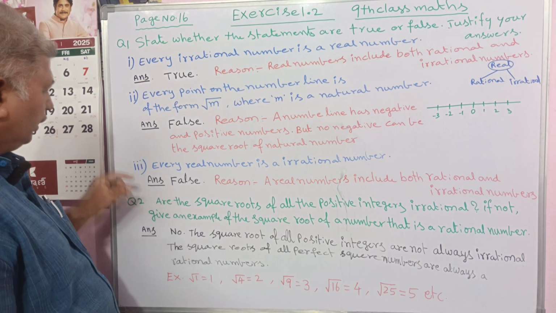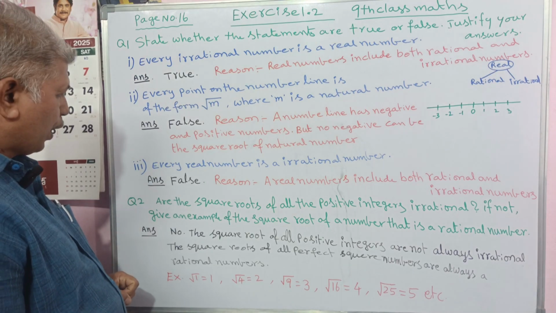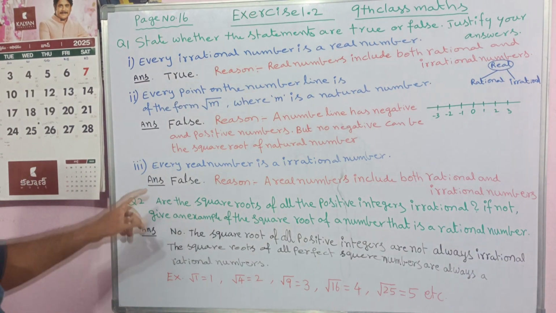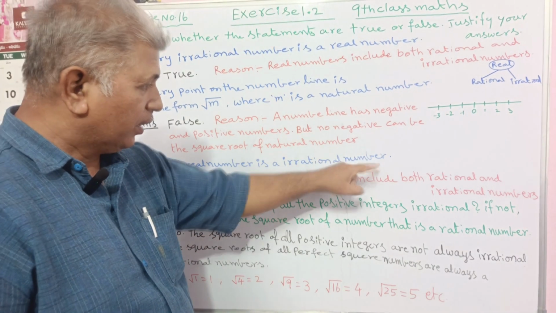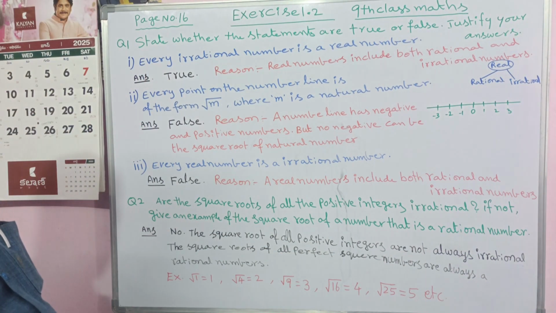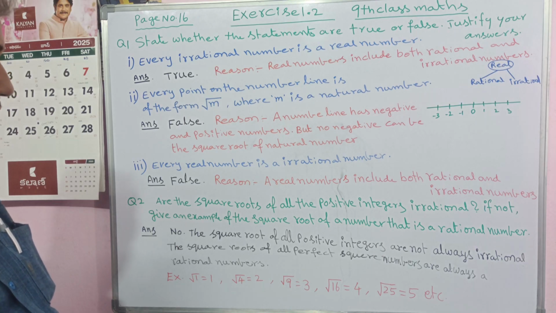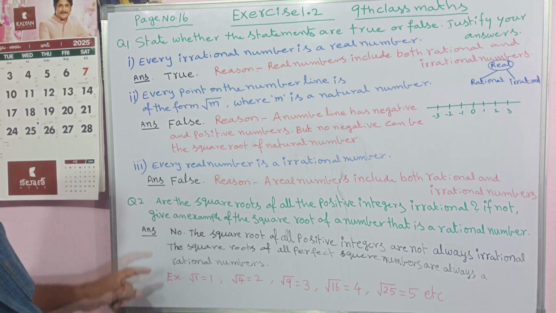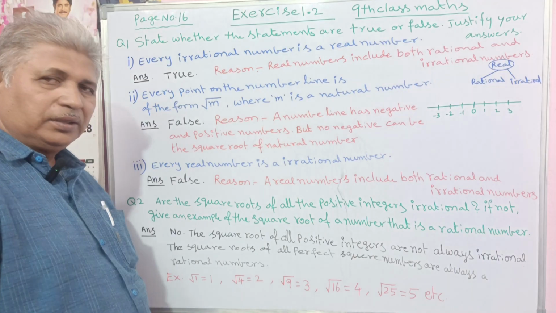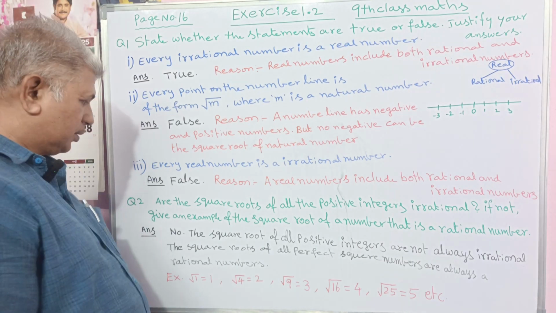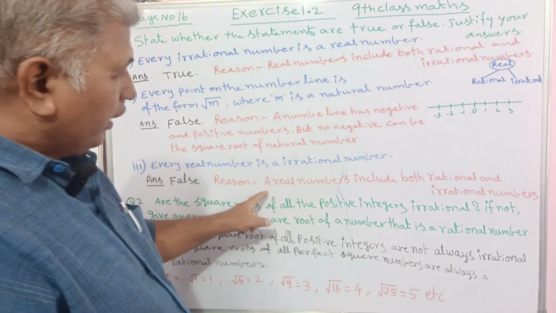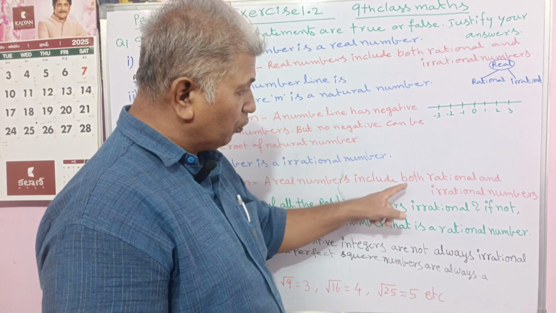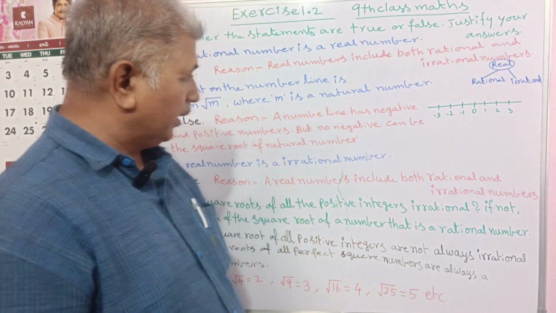Okay. Third question: every real number is an irrational number. It is a statement. Whether it is true or false? It is false. Reason: real numbers include both rational and irrational numbers.